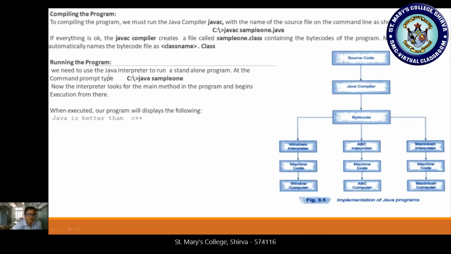Next you are running the Java program. Then how to run the Java program? C colon slash java, the interpreter; javac means Java compiler. Now sample1 is the name of the program. Whenever you compile and run your program, it displays Java is better than C++.